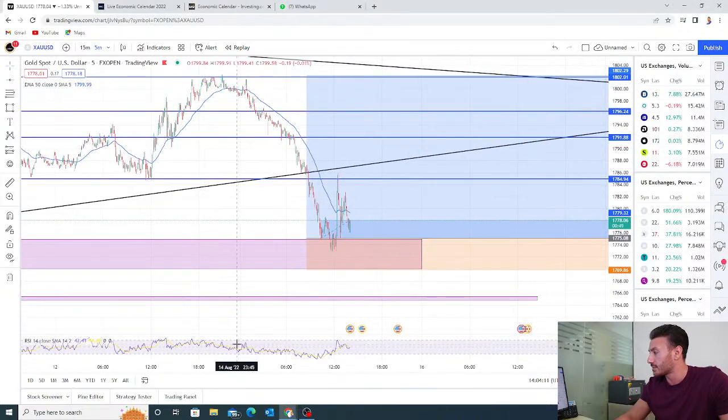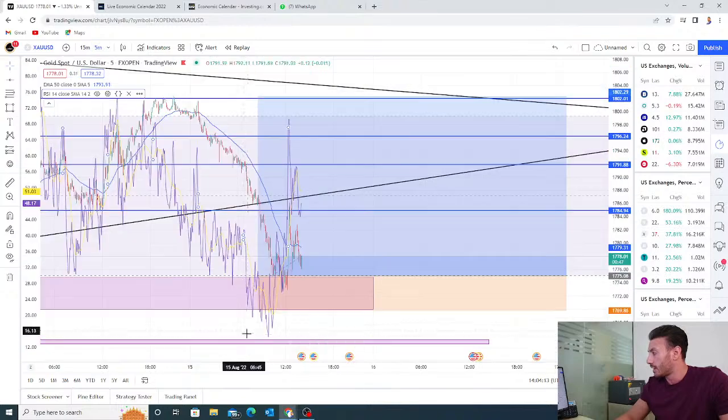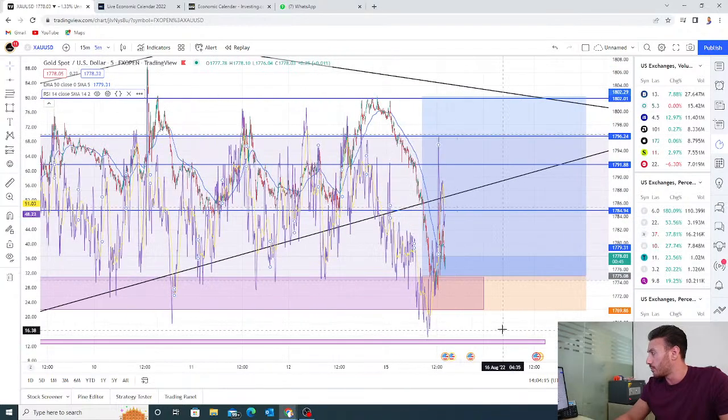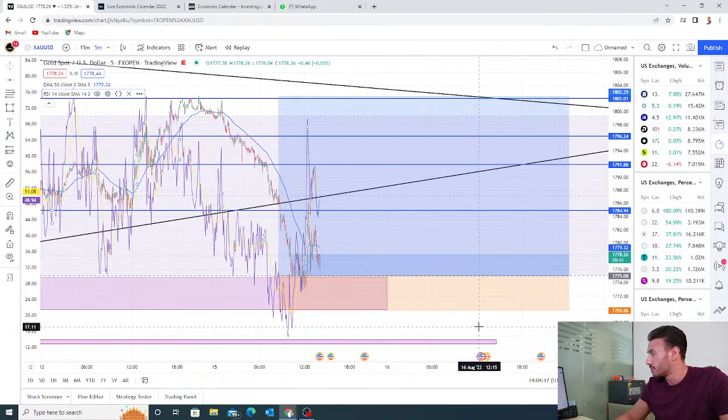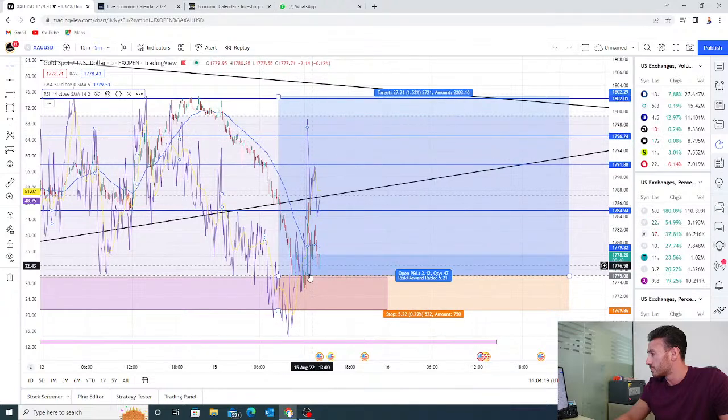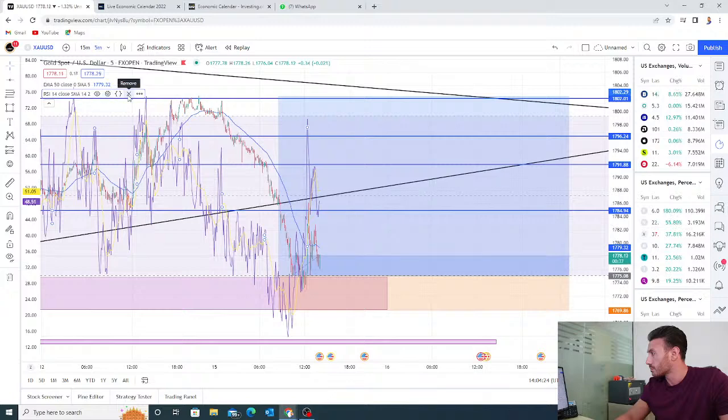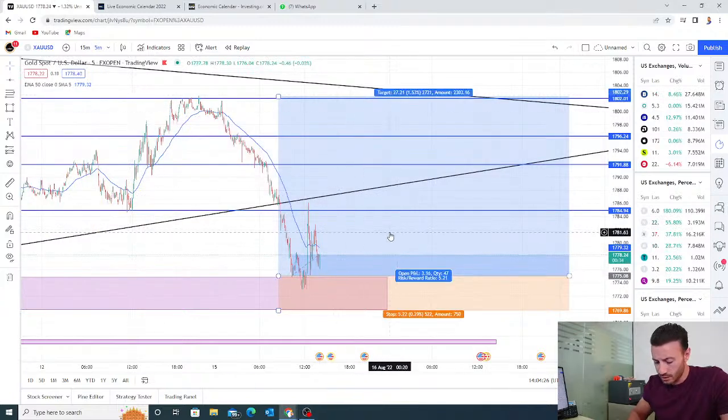You can see the RSI, you can see I explain the time frames, what I'm doing. I'm already in profit. I'm scalping nicely here.